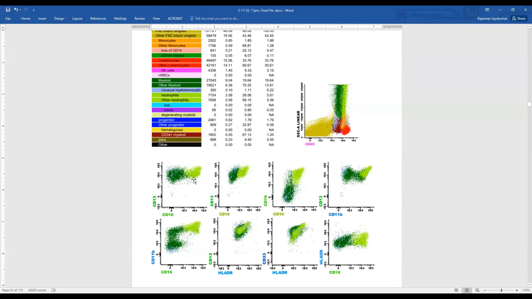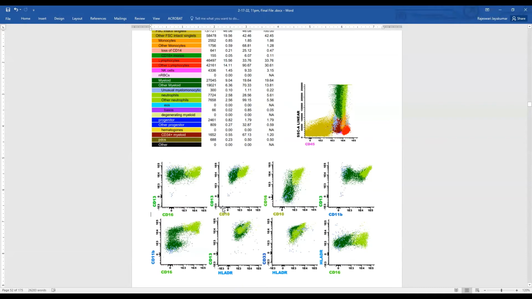So that is missing. That is called asynchrony in the maturation pattern between CD13 and CD16. That can be seen in dysplastic granulocytes. And again, in CD10 versus CD13, we see that the intensity of CD10 is lower than what we expect for neutrophils. Neutrophils express bright CD10. We usually see them a little more on this side, so this is a little low.